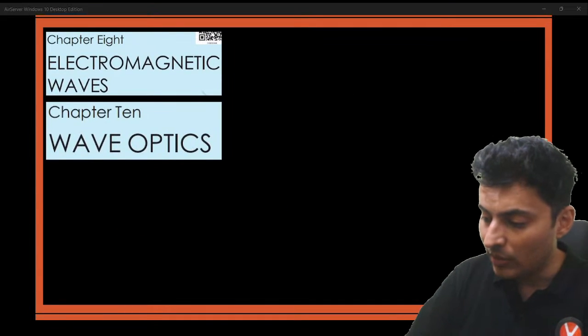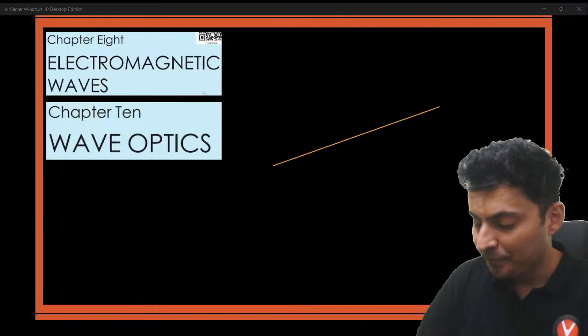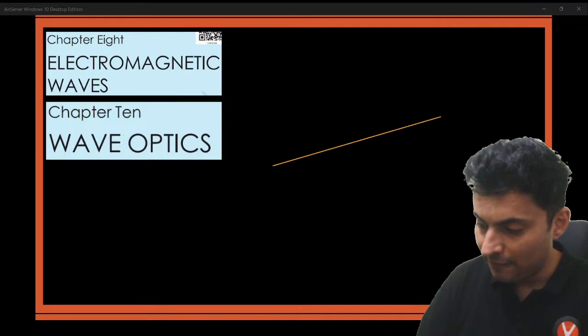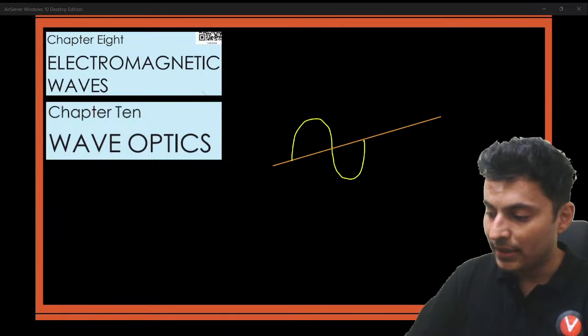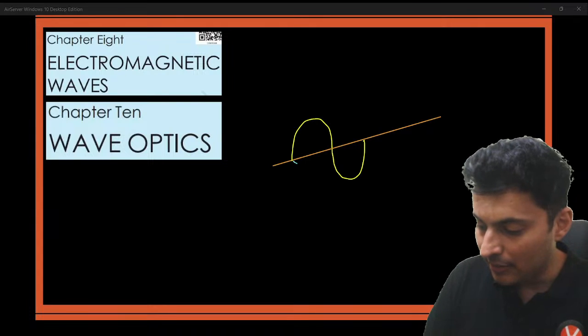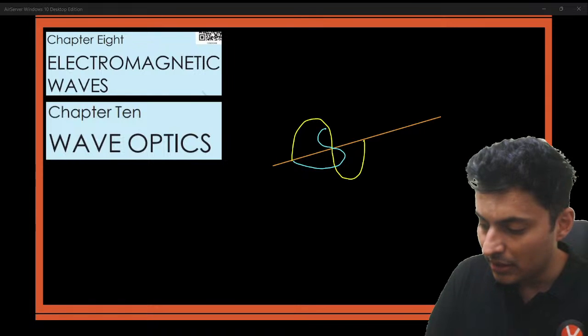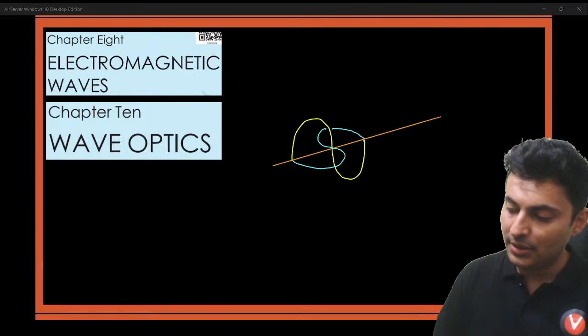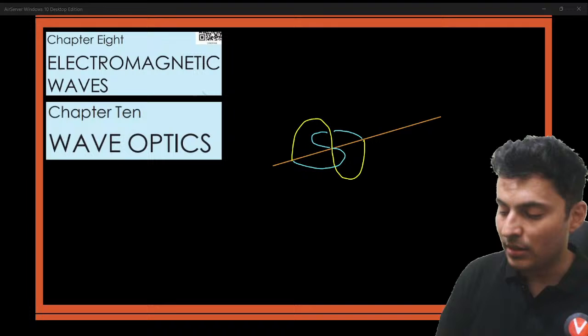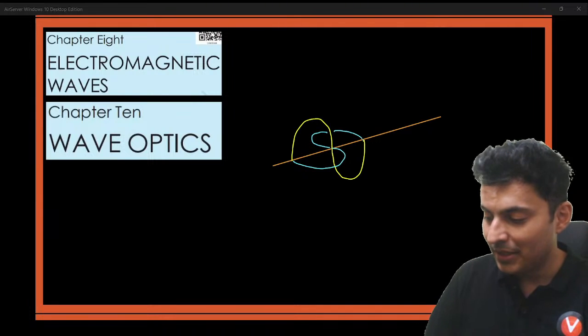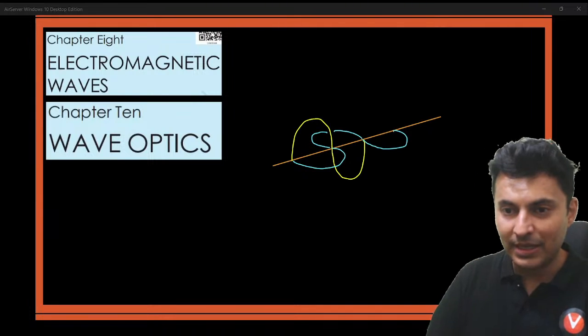Starting off with, what does the electromagnetic wave look like? Well, if you show the electric field like this, then the magnetic field will be in a perpendicular plane, something like this. Try to visualize this a little bit. These are in two perpendicular planes.